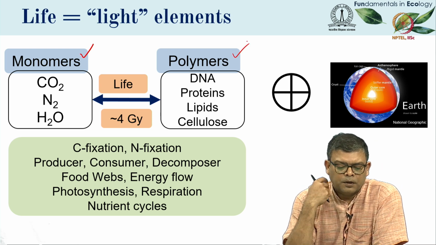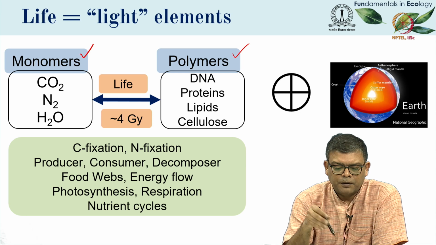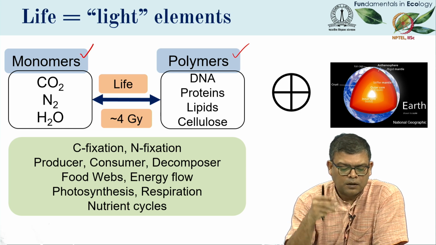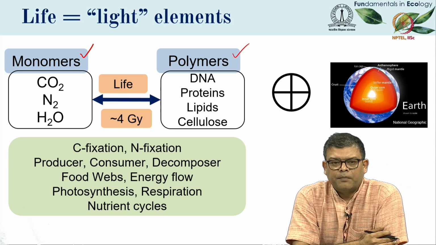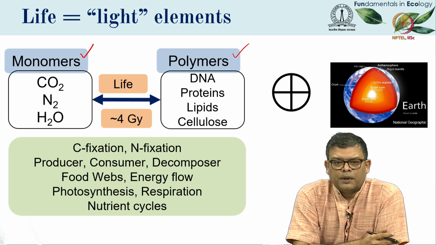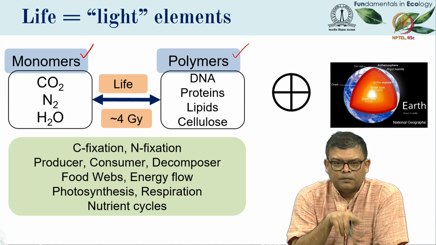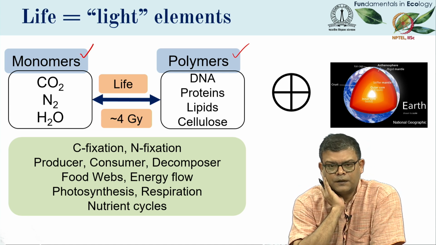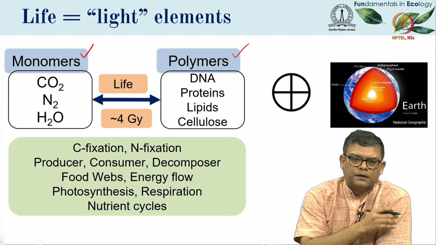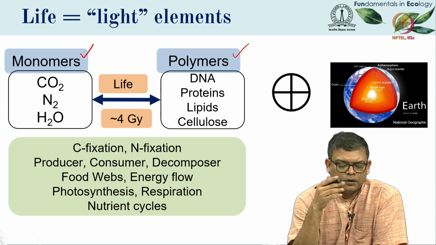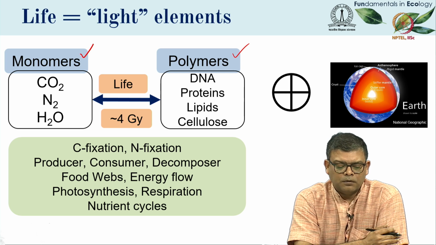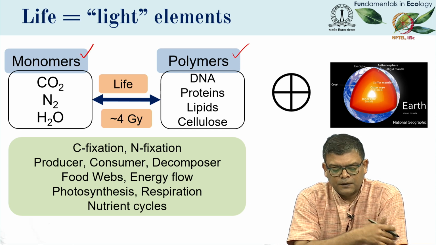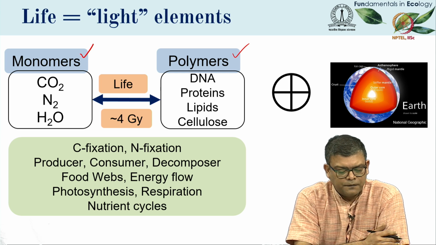So the main polymers that you are probably already familiar with are nucleic acids, DNA, RNA, proteins, lipids, cellulose, chitin and so on. And then these polymers are again converted back into these building blocks by other organisms. So this is a cycle which goes back and forth and round and round. So everything that we know about carbon fixation or nitrogen fixation is the conversion of these building blocks into more complex molecules, and then their breakdown through anabolic and catabolic reactions.